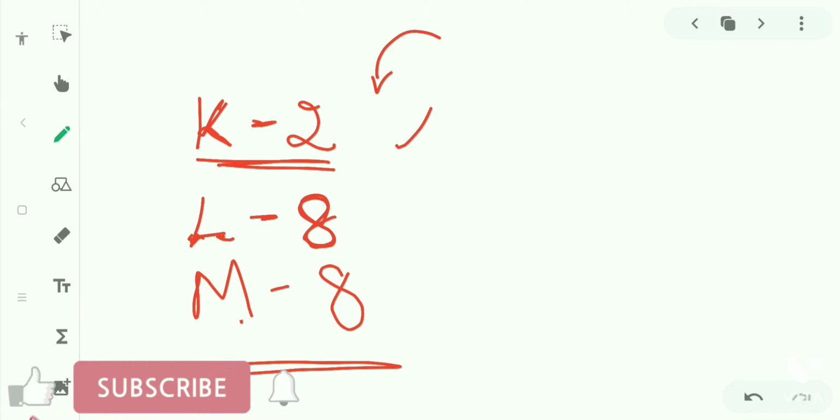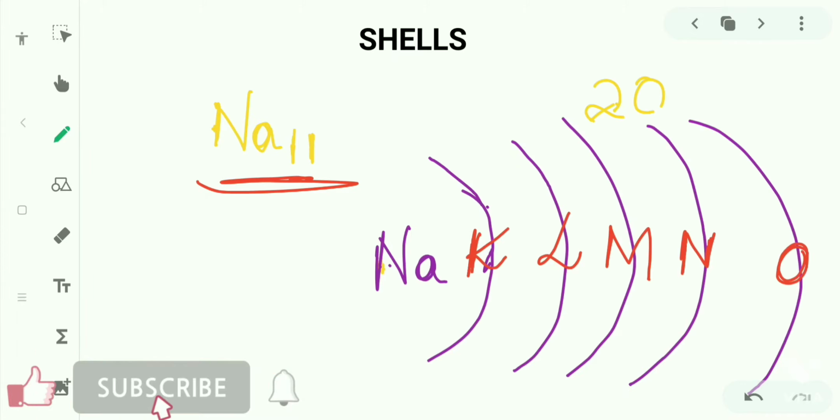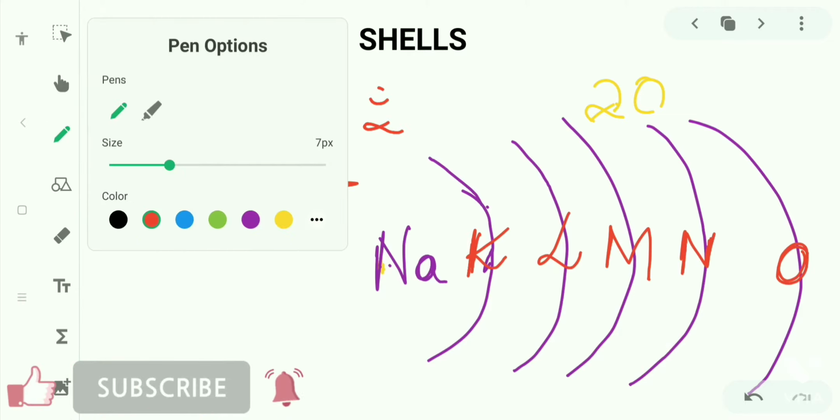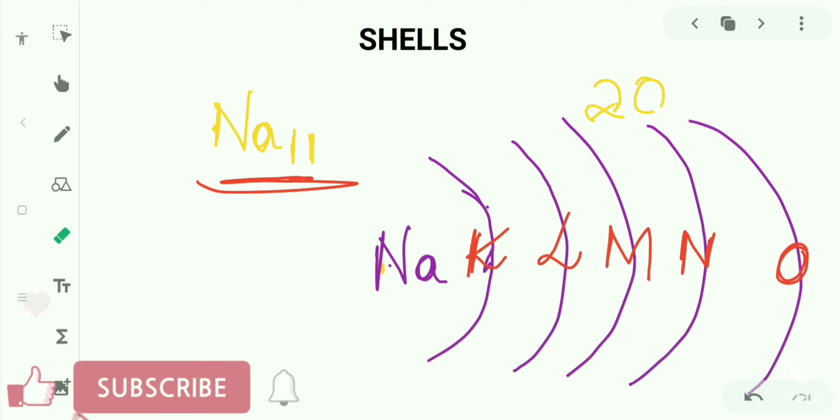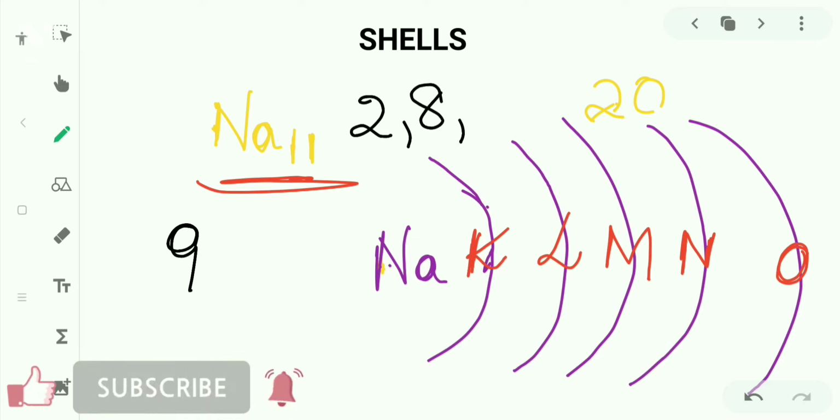Now, for this sodium atom, the first shell consists of 2 electrons. 11 minus 2, how much do you have? 9. The second shell has 8. 11 minus 10, you still have one more. So the third shell will contain 1 electron. I guess you understood this one.